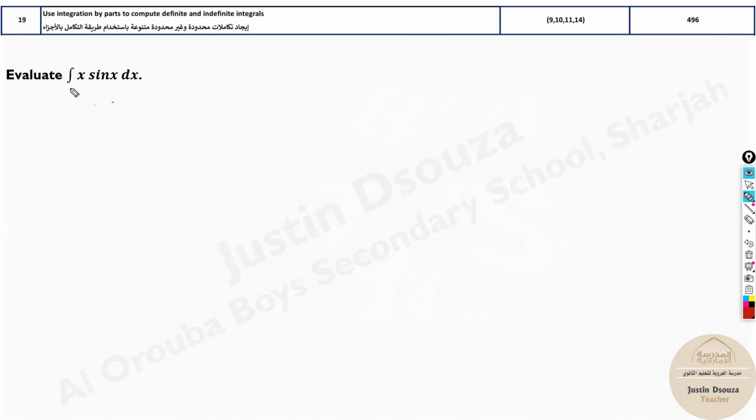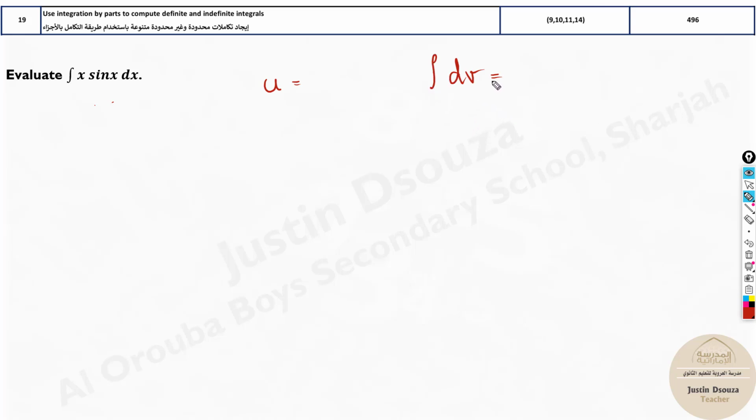So what we do is assume some term to be u and some term to be dv. Now the selection is very, very important. If you make the wrong selection, it will not give you the correct answer. So which will you select to be u? Take a term which is easy to differentiate. But more importantly, it's this dv term. Remember, whenever you integrate it, this dv must not be complicated.